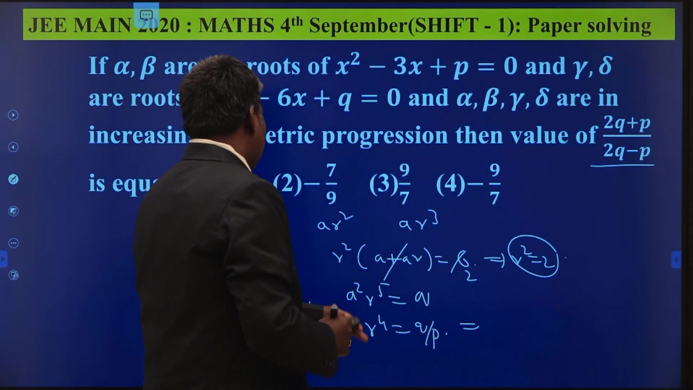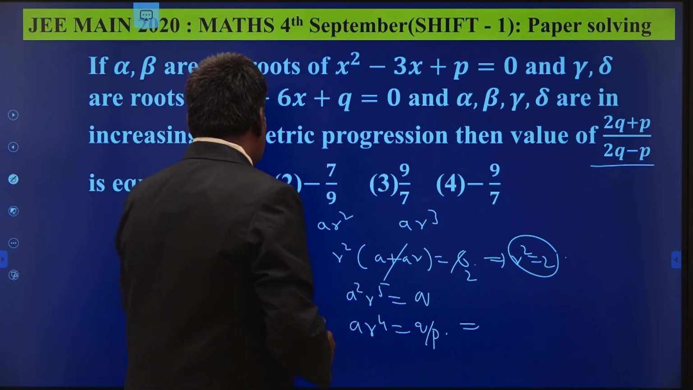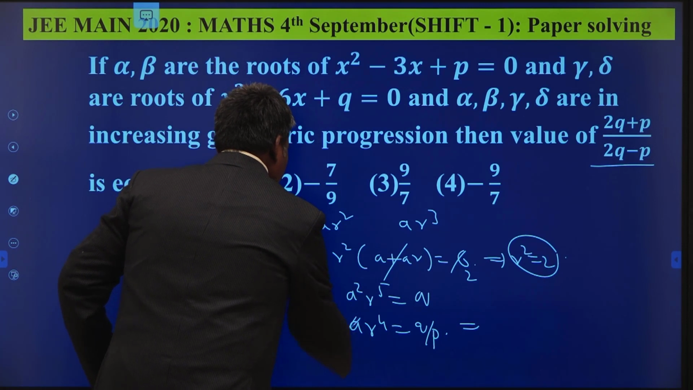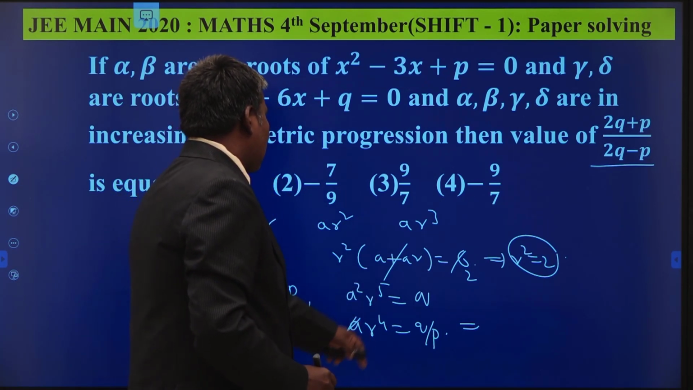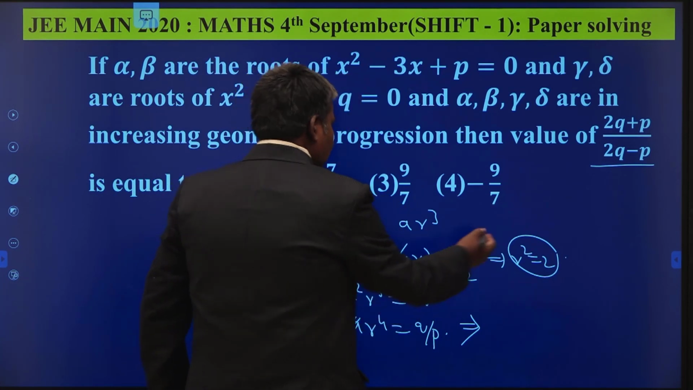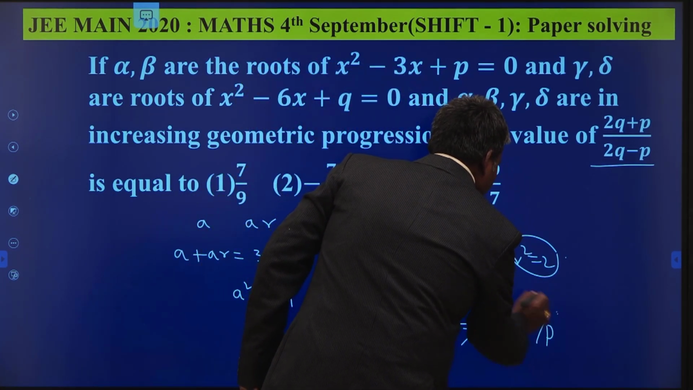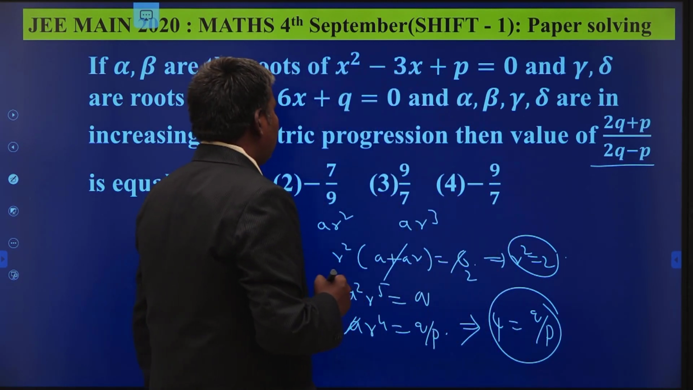This implies 4a. A square gets cancelled by dividing itself. A is also cancelled out. R power 4 will be there. R power 4 is q by p. What is your r square value? 2. 2 square means 4. So 4 is equal to q by p. The value of q by p is 4.